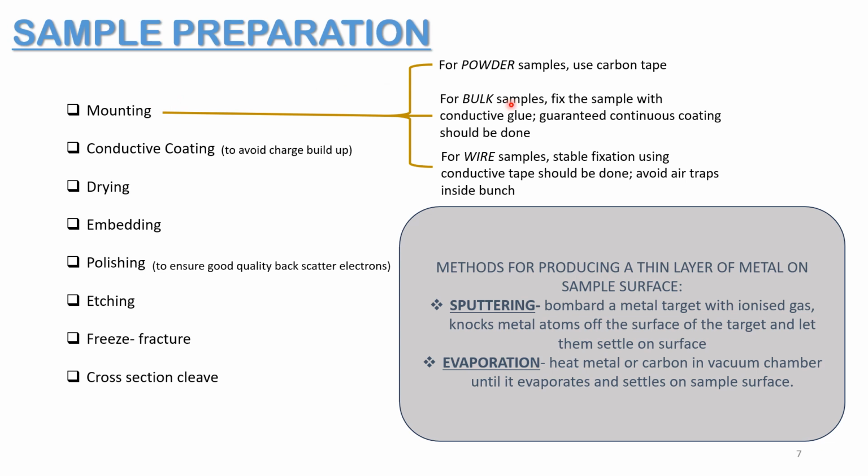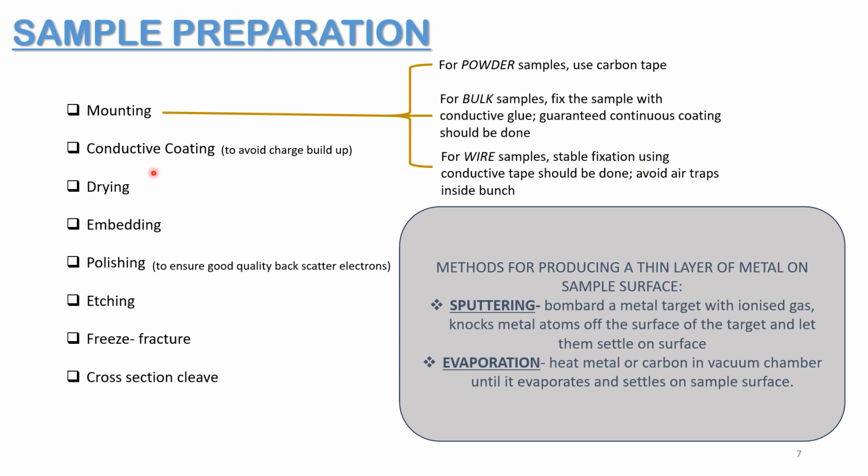So for powdered samples, we use carbon tape for placing our powdered sample onto the stub. For bulk samples, we fix the sample onto the stub with the help of conductive glue. And for wired samples, we use stable fixation using conductive tapes. But one condition is that we should avoid any air traps inside the bunch.